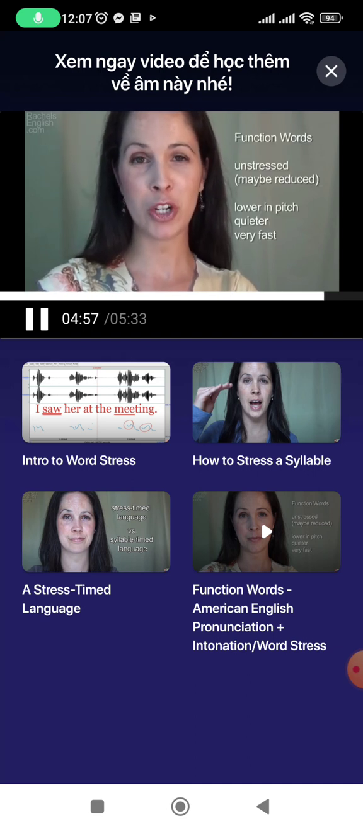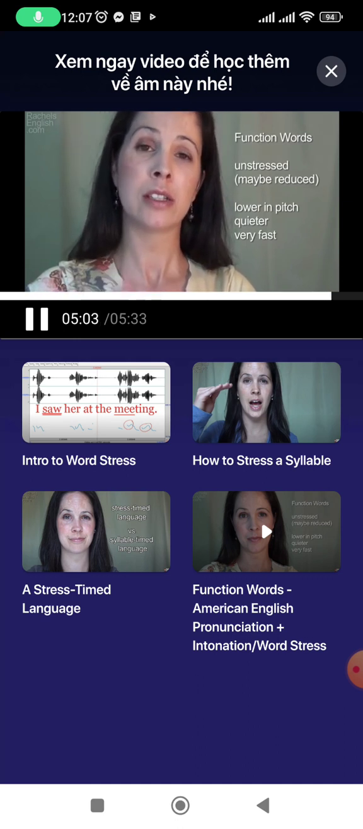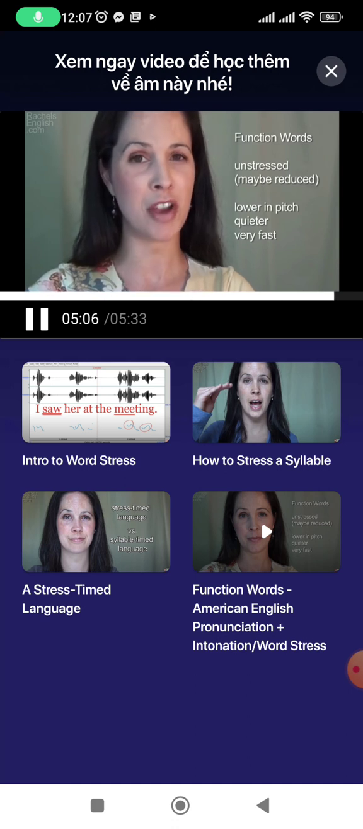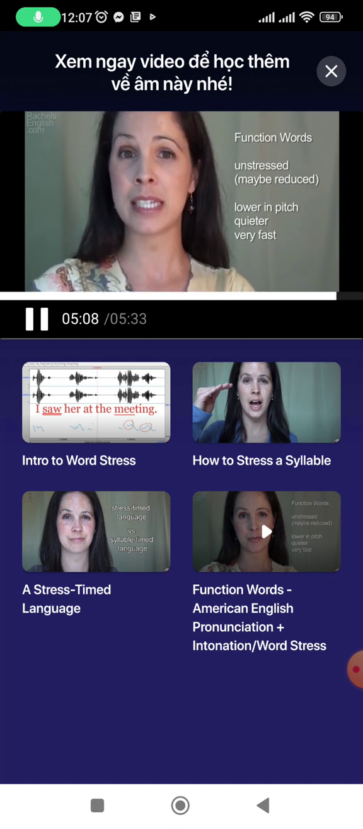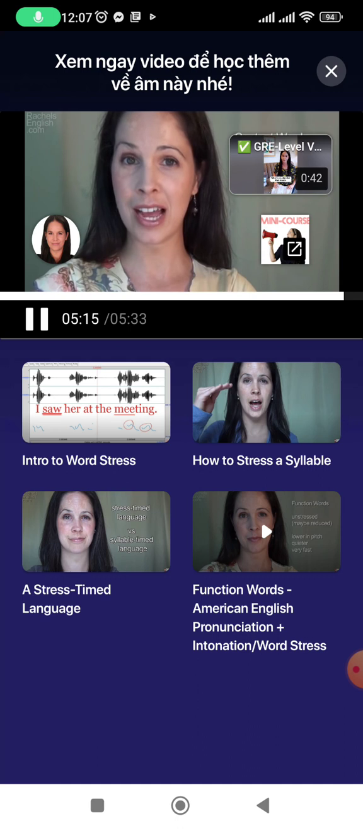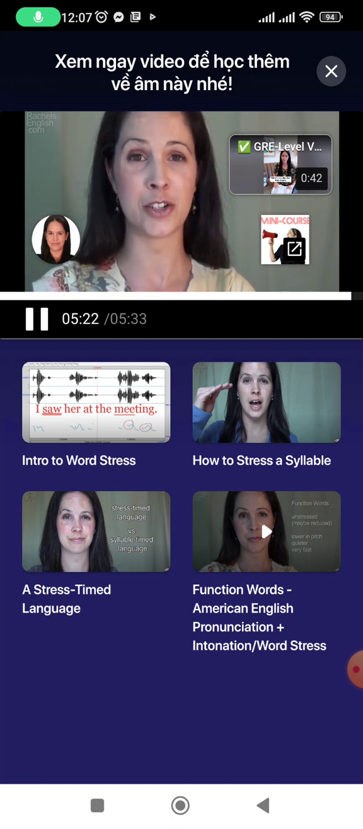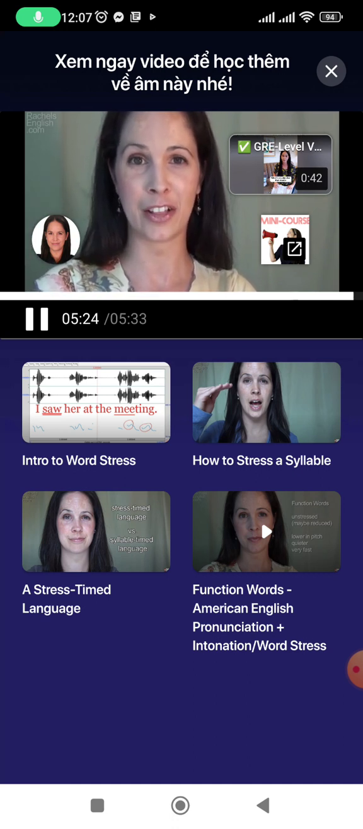To review, function words are the words that will generally be unstressed in a sentence. So this means they'll be lower in pitch, sometimes lower in volume, often very, very fast. Sometimes they will even reduce, which means a sound will change or will get dropped. They are the opposite of content words, which will generally be stressed within a sentence. This contrast of stressed and unstressed is very important in American English. So now that you know a bit more about it, do try to use it while speaking.